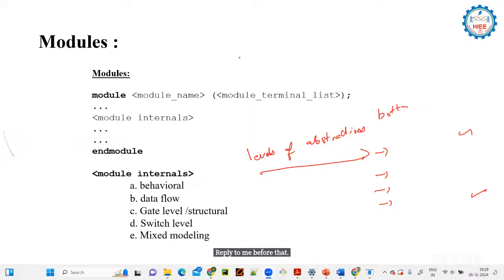I said bottom level of abstraction to the top level of abstraction. I want the lowest level of abstraction first.